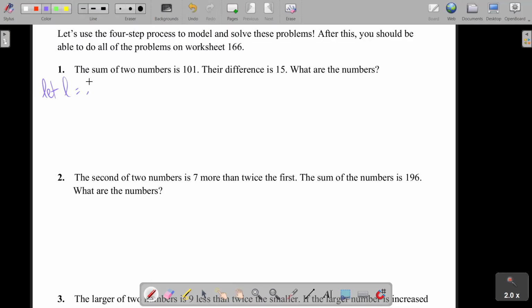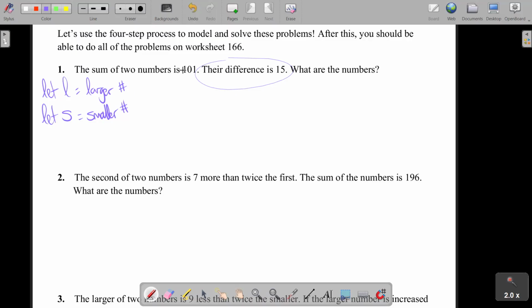I like to say let L equal the larger number. And logically, then I'm going to let S equal the smaller number. I don't know that I've ever seen a problem like this where they turn out to be the same. And logically, you would understand already that they could not be the same because the second sentence tells me that they're 15 away from each other. So it's a good way to head in.